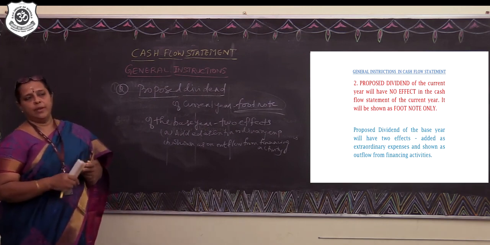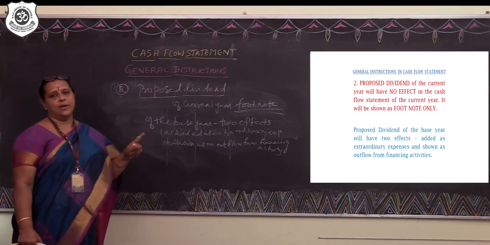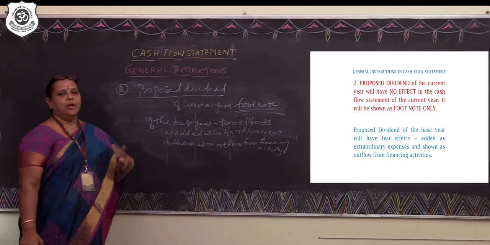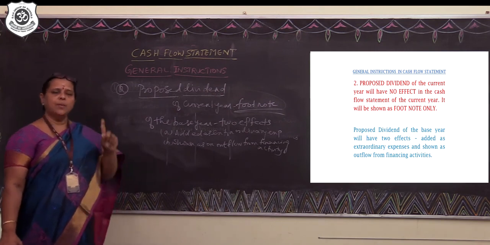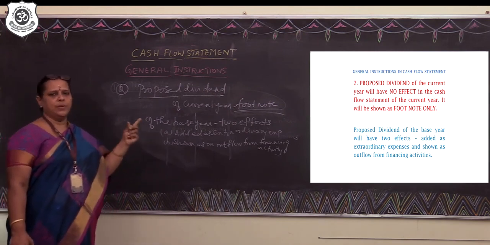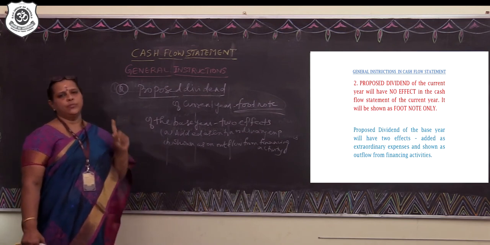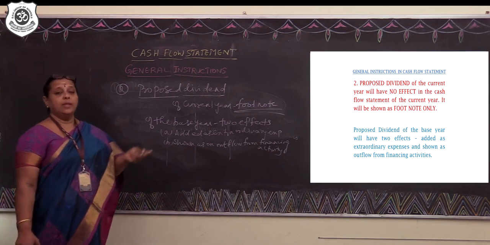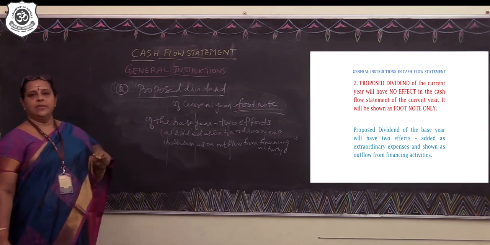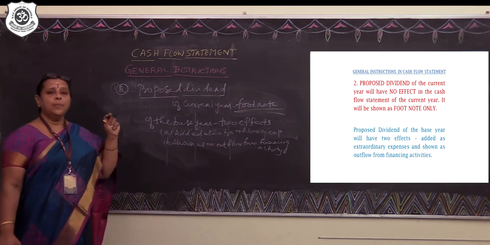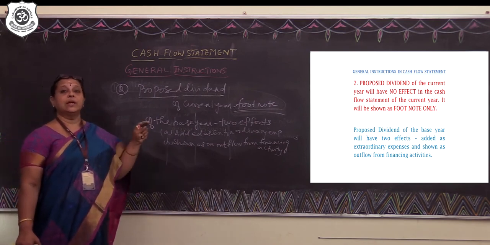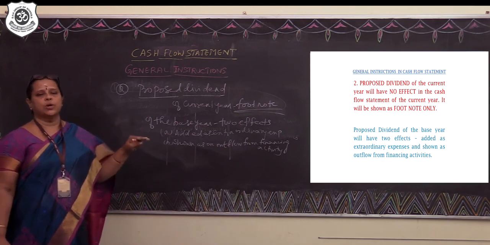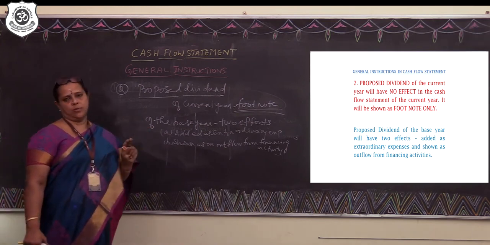So, proposed dividend, in case only one figure is given to you, that means that is the dividend to be paid during the current year. That will have two effects. The same amount will be added as an extraordinary expense and shown as an outflow from financing activities. In case two balance sheets are given, if that proposed dividend is given, please remember that proposed dividend will be treated only as a contingent liability. Fine? It will be shown only as notes to accounts. It will have no effect in cash flow statement.